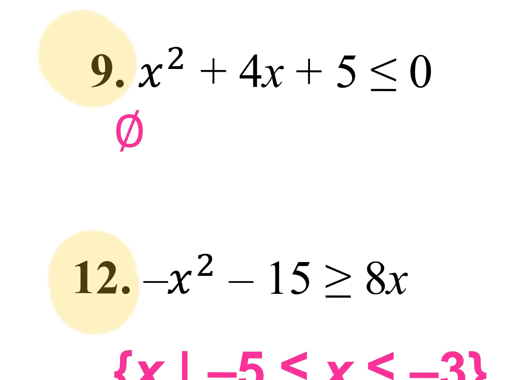Number 9, that one's no solution. I could already tell that if it's no solution and it's opening up, it'll be a parabola that's solid, that's opening up, that's shaded above. So none of the shade will be on the x-axis itself. That's why it's a no solution. Anyway, that's about it.